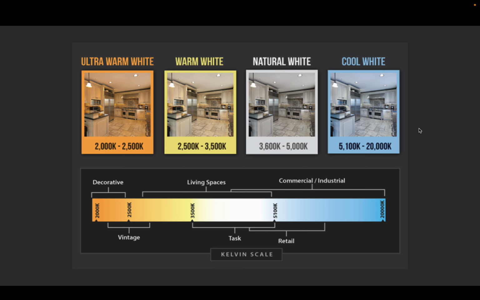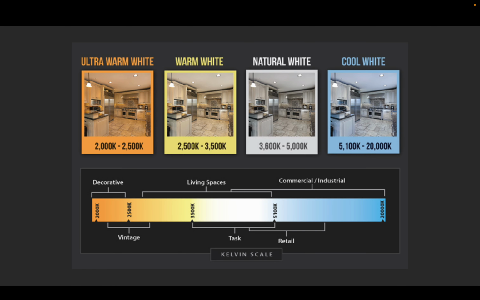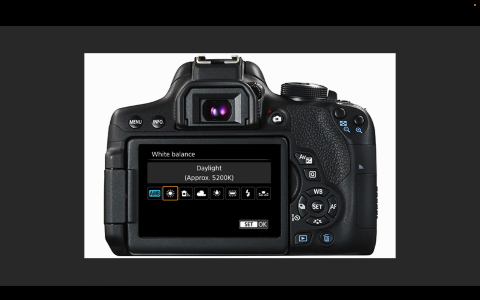So hopefully you can see that the Kelvin scale includes, of course, artificial and natural light, but it also applies to the settings in your camera. So choosing your white balance. We have auto white balance here, which again, I said, go ahead and use that in the beginning. Now go ahead and play with the different settings. Choose different settings for the environment that you are in.